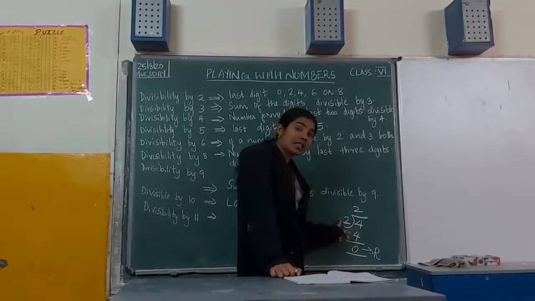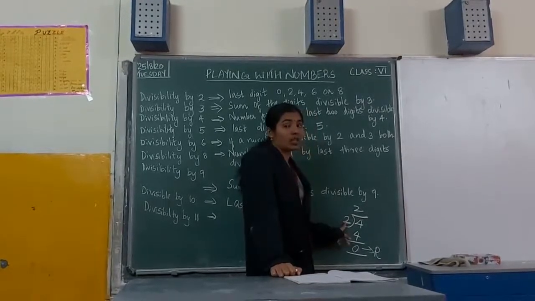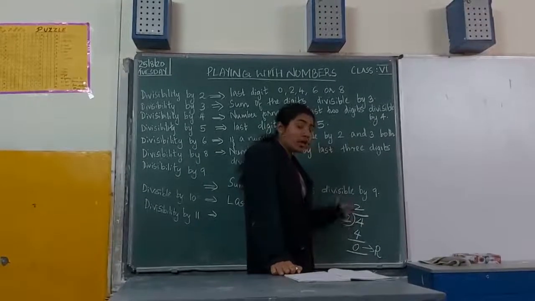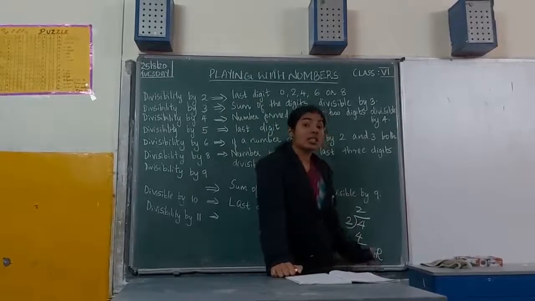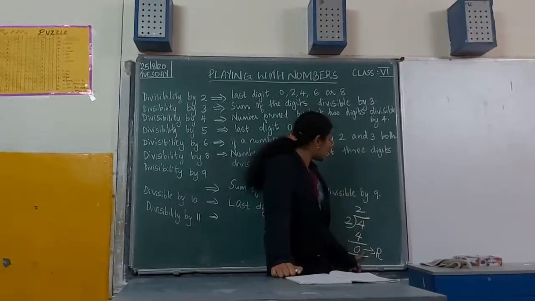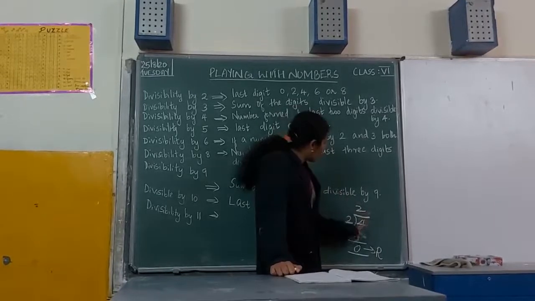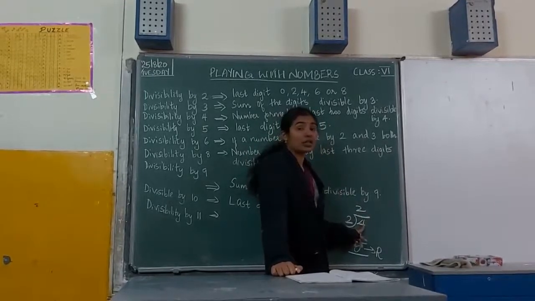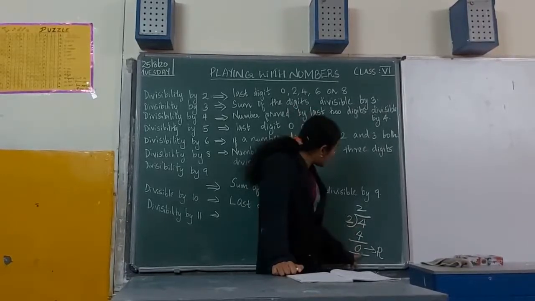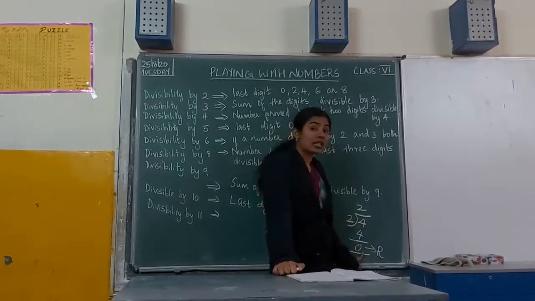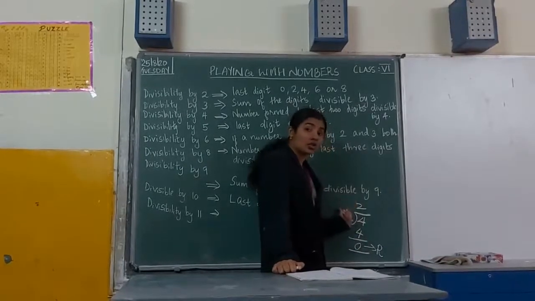Otherwise, what can we say? 4 is a multiple of 2. So what does divisibility mean? When you are dividing the number, you should get the remainder 0. Then we can say that number is divisible by the other one. How can you check the divisibility of 4 by 2? When you are dividing 4 by 2, what remainder will you get? Remainder is 0. Then we can say 4 is divisible by 2.